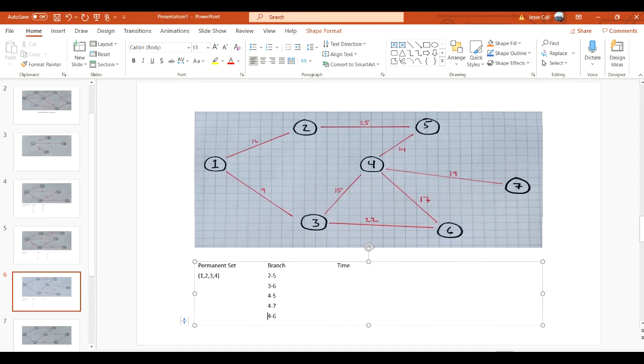So what we're going to do is we're going to check our times again. 2-5 is 1, 2, 2, 5 for a total of 41 minutes. 3-6 is 1, 3, 3, 6 for a total of 31 minutes. 4-5 is 1, 3, 4, 5. 9 plus 15 is 24, 34, 38. So 4-5 is 38 minutes.